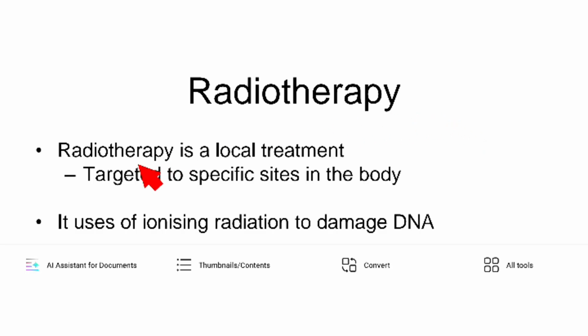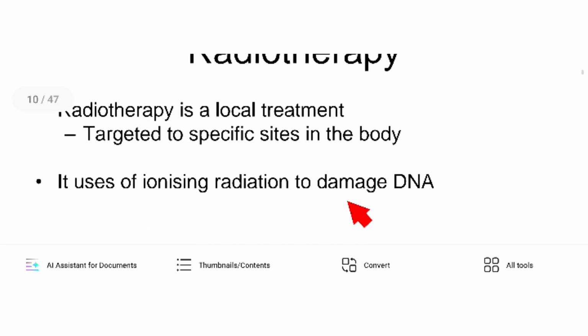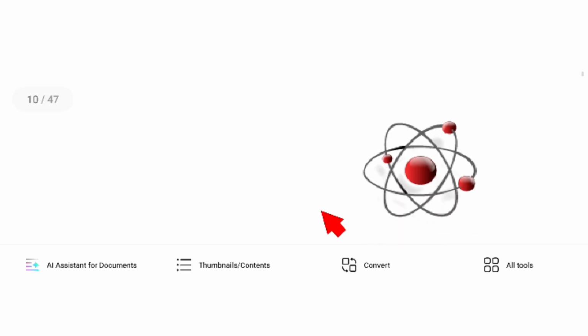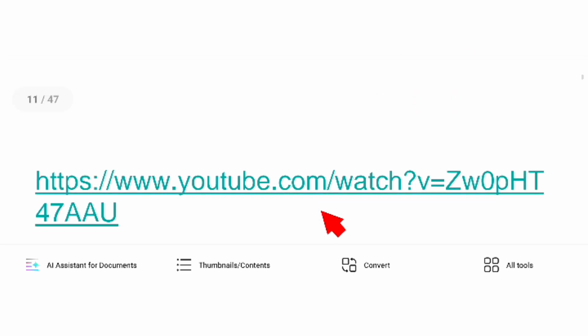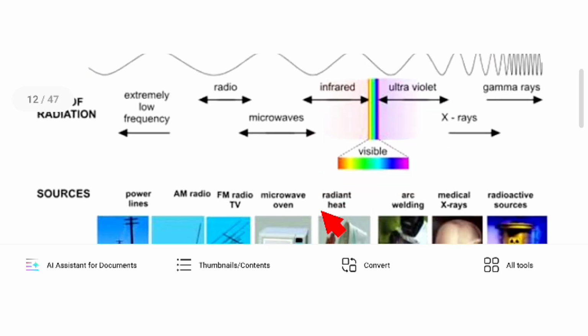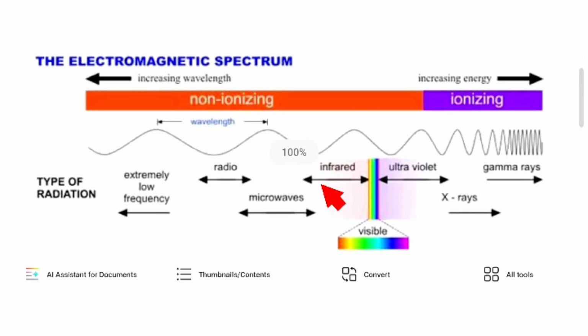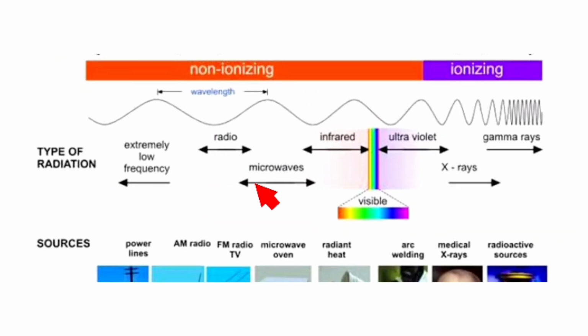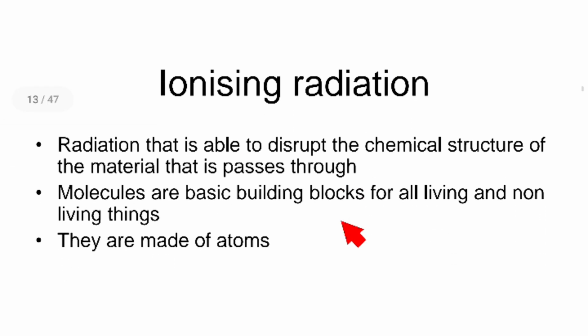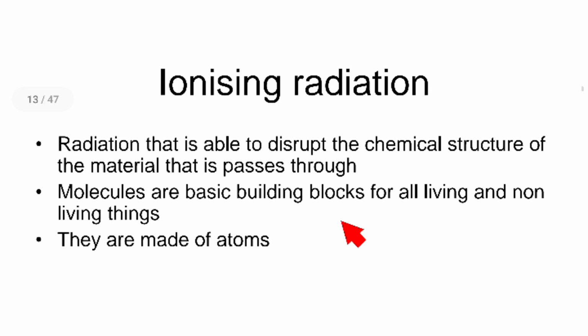Another method, radiotherapy, is a local treatment targeted to the specific sites in the body where the cancer exists. It uses ionizing radiation to damage the DNA of cancer cells. These are the types of radiation: extremely low frequency radio waves and microwaves. That's all about radiotherapy.